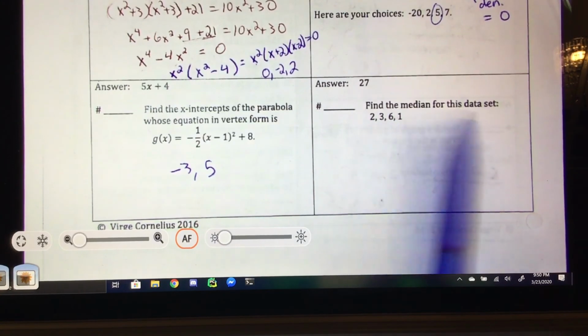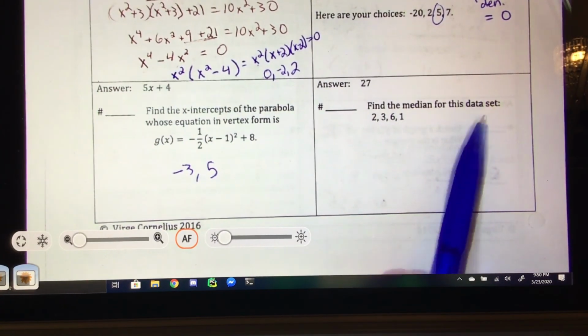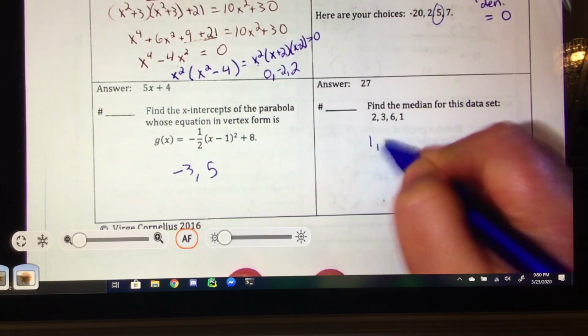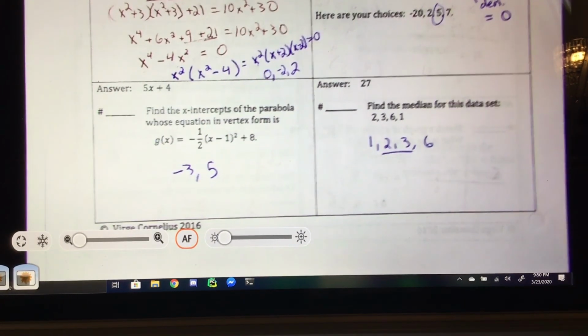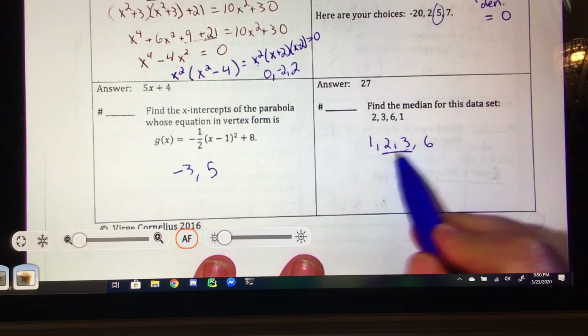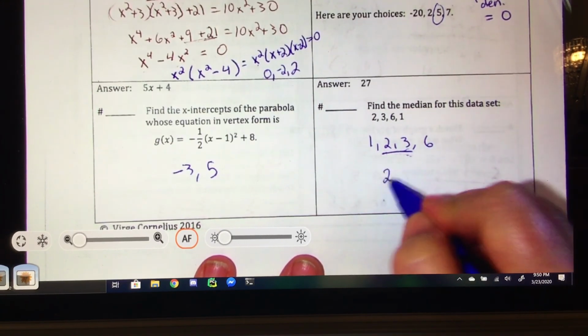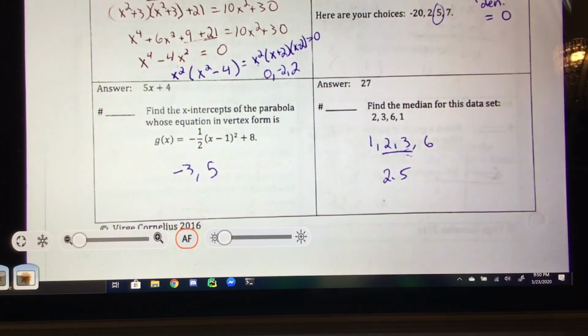Last one, find the median. First thing, you have to put them in order. 1, 2, 3, 6. The median is your middle numbers, or the average. What number's in between them? 2.5. And that is the circuit.